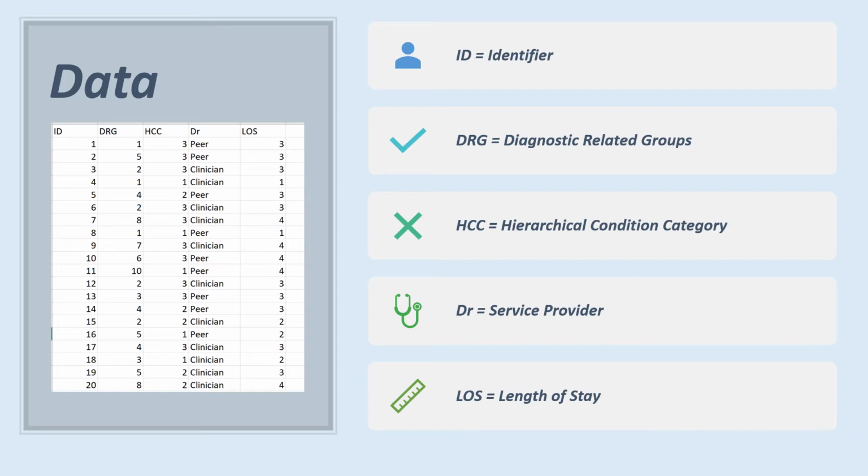The next column is the doctor column, which is the service provider, and here we see there are 2 groups. One is clinician and the other is the peer. And finally, it's LOS or length of stay for each one of the provider and clinician here.